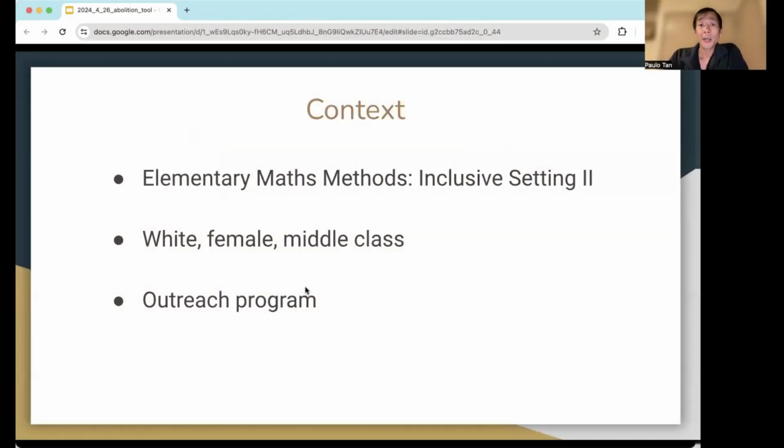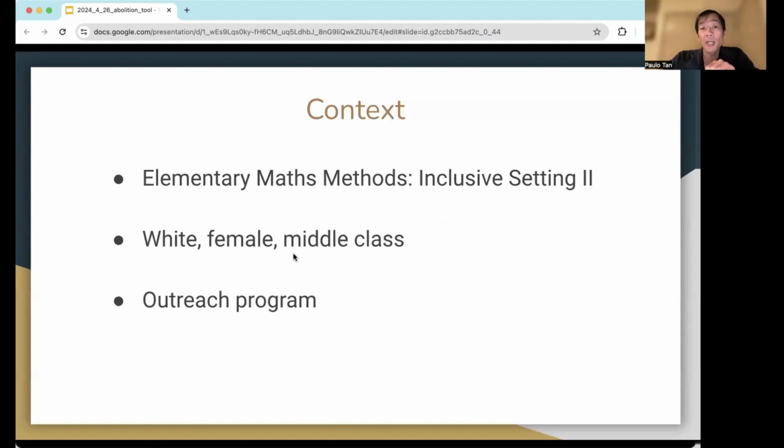Okay, so I'm going to get ready to share the tool. I've been holding out for a long time, providing a lot of the context and the background for the tool, and so I think it's important that I laid out some of that groundwork before we get to the tool, and just a little bit more information about the context of my work. I've done this a lot in this particular course. The most recent is titled Elementary Math Methods, Inclusive Setting 2.